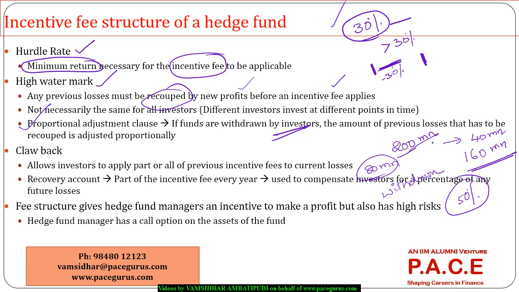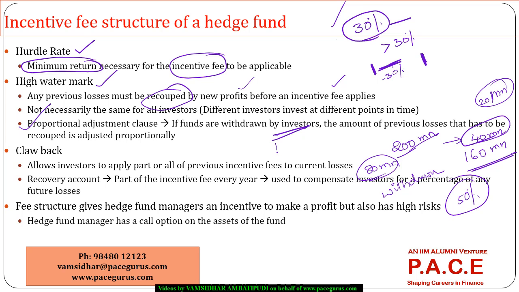Now, first of all, for the incentive to be applied, we are saying that the hedge fund manager should generate a profit above 40 million. If he has generated a profit of 20 million, he will not be eligible for an incentive. He has to generate a profit above 40 million.